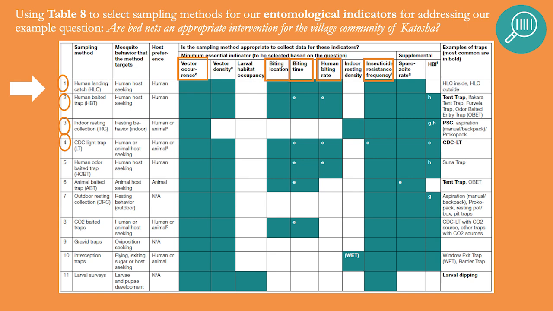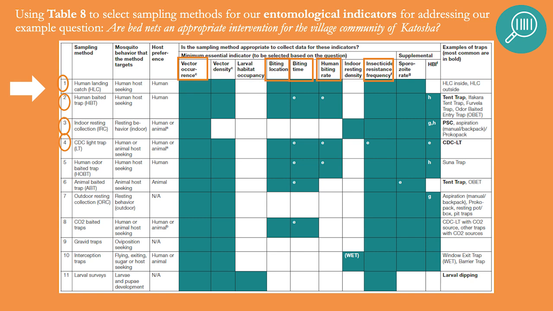Recall that the 5 indicators we decided to measure to answer this question are vector occurrence, biting location, biting time, human biting rate, and insecticide resistance frequency. We actually have 2 more indicators: adjusted biting rates and human sleeping behavior, but we'll return to discuss those in more detail in the next slide.